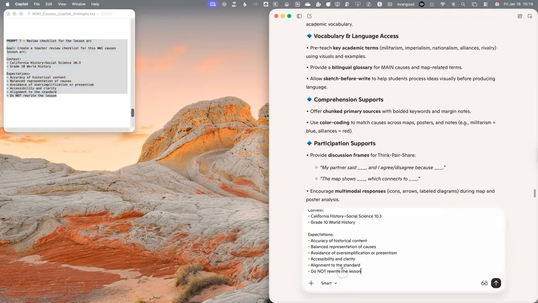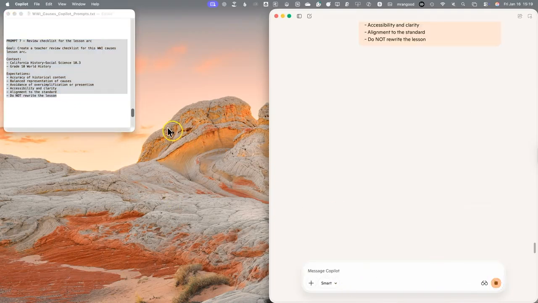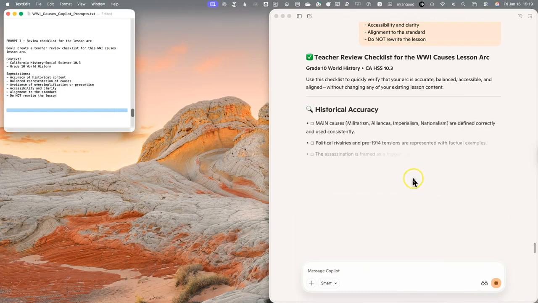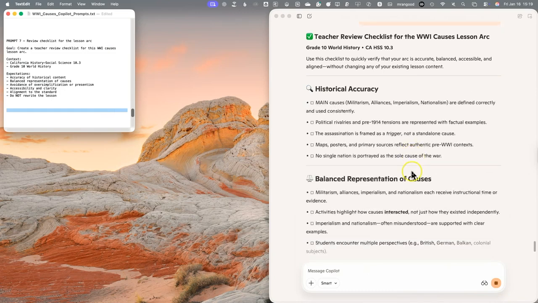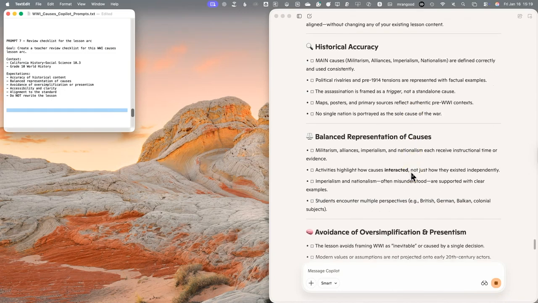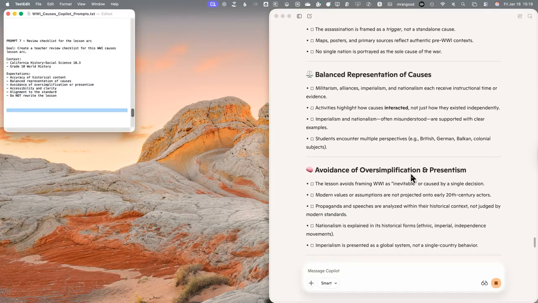Now I'm adding differentiation supports. These focus on access, language, and task design, not lowering expectations. I'm planning scaffolds and extensions ahead of time so all students can engage with the same core historical thinking.